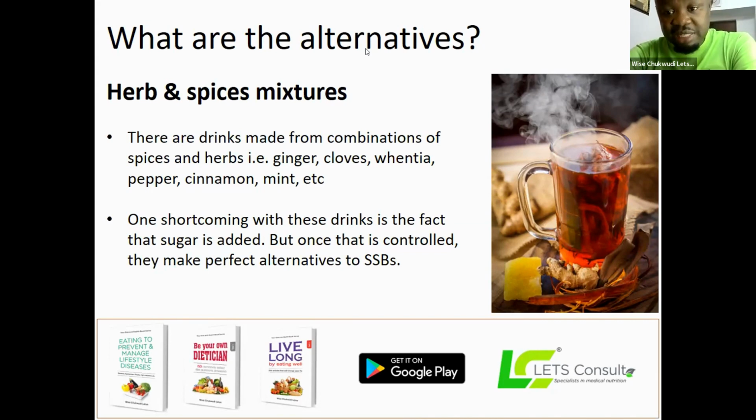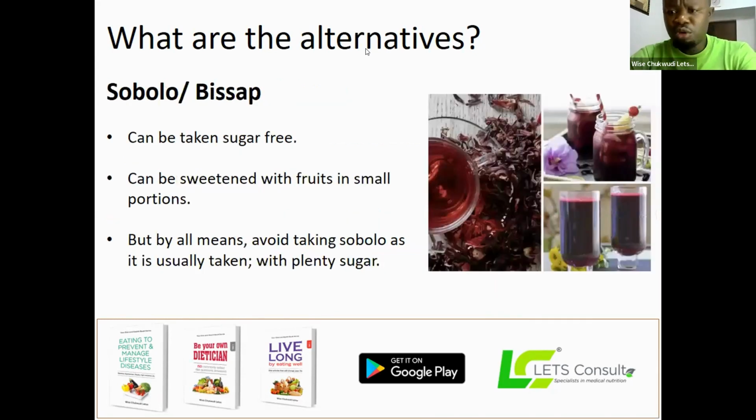But then the shortcoming is that sometimes they add sugar to give it a sweet taste. And so in this context, we would want to caution that people can prepare these infusions or herbs, but then they should drink them sugar-free or go very low on the amount of sugar that they are adding. Sobolo can be a very good alternative, but it should be sugar-free, or you control the amount of sugar that you add.